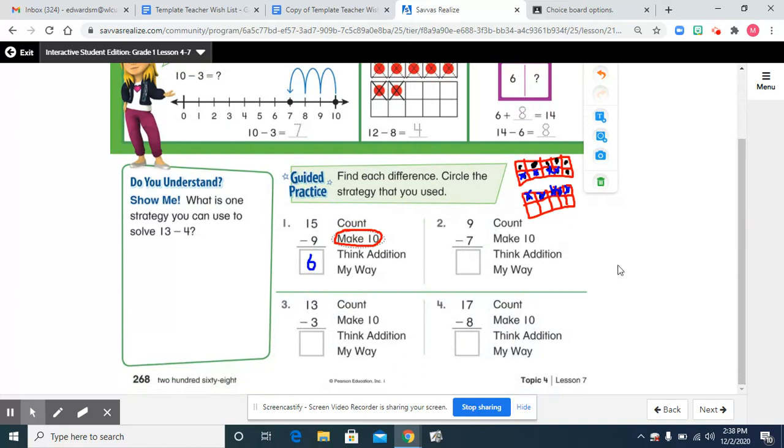Okay, now you try number 2 on your own, and we'll go through it in a couple minutes whenever you're finished.